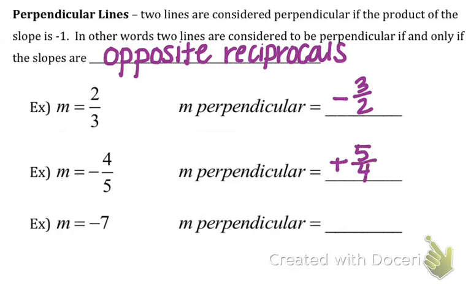And finally, if my original slope is -7, then my perpendicular slope will be positive. But how do I make a reciprocal out of a whole number that is not originally a fraction? Well, it actually is a fraction if we write that -7 as a fraction over 1. So now I can take the reciprocal of -7/1, and the reciprocal of that is 1/7. In this case, it will be positive because my original slope was negative, so the opposite is positive.